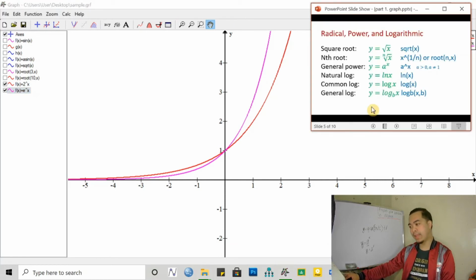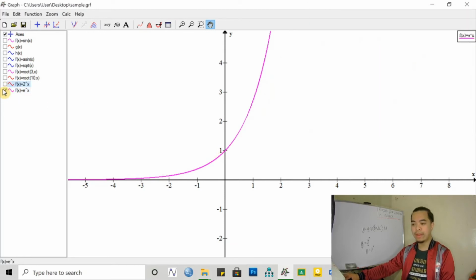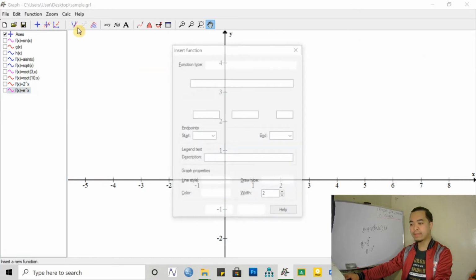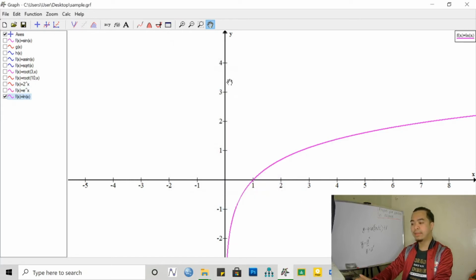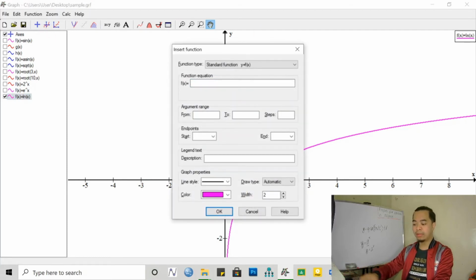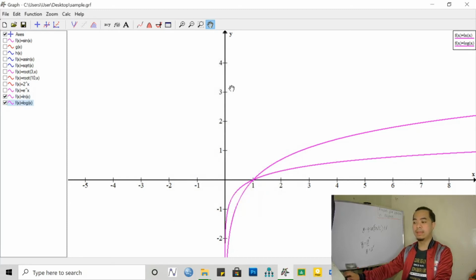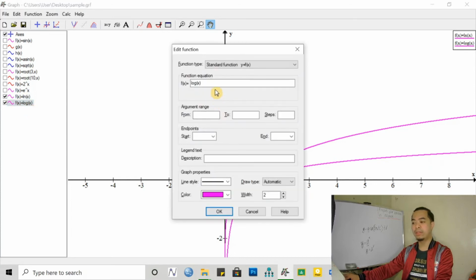What else do we have to graph here? Logarithmic functions also. Let us graph ln of x. So it's just the same, ln, and then enclose x with a pair of parentheses. So there we have it, the graph for the natural logarithm. How about the common logarithm? That's simply log of x, and that's the graph of the basic common logarithmic function.